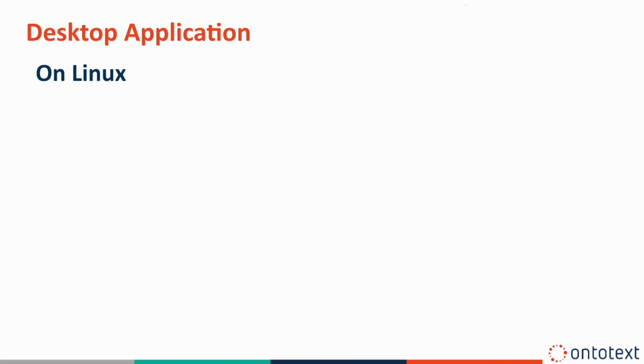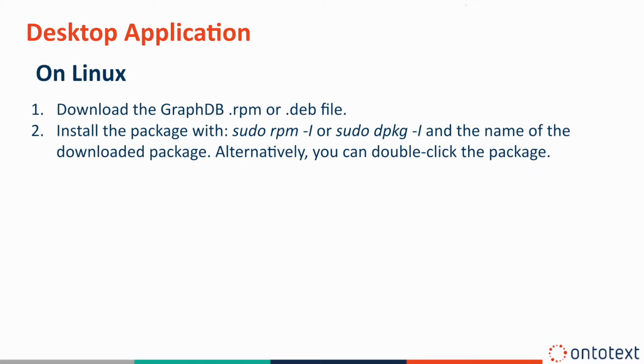On Linux, download the GraphDB RPM or DEB file. Use the appropriate terminal command or, alternatively, double-click the package file. Start the database using the application icon.